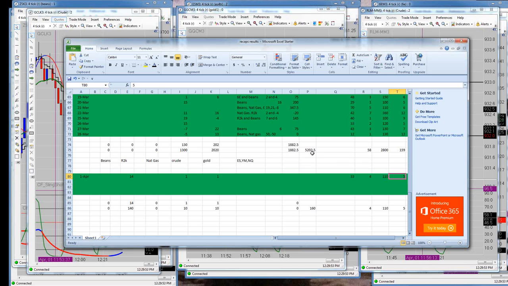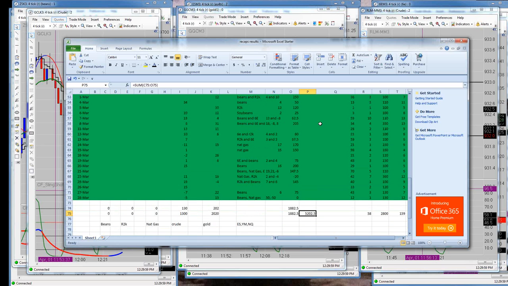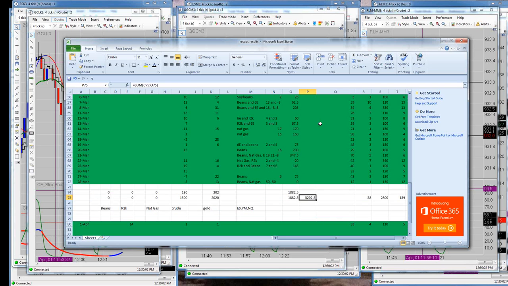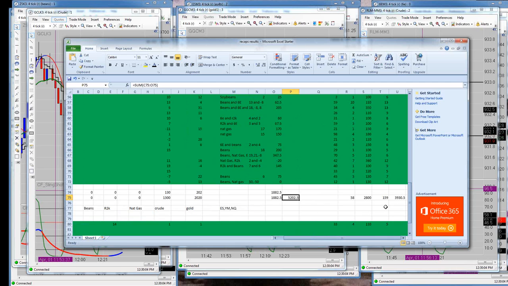Okay. This was the result from last month. We had $5,202.50 per contract as the result of the live trading room last month. After an $8 commission per trade, we had 159 trades last month. It would have been $3,930.50 per contract. That's assuming an $8 turn. That's really high, but we wanted to make sure we pretty much covered every one.